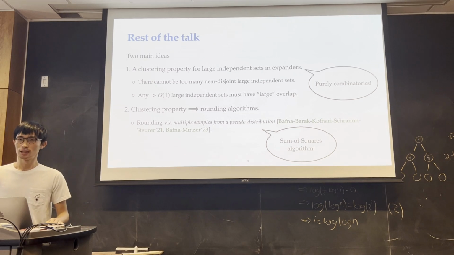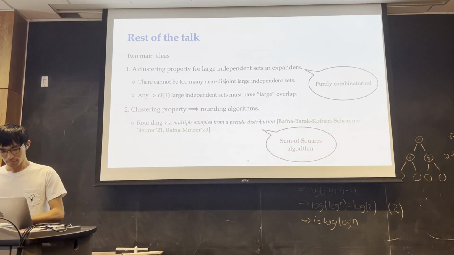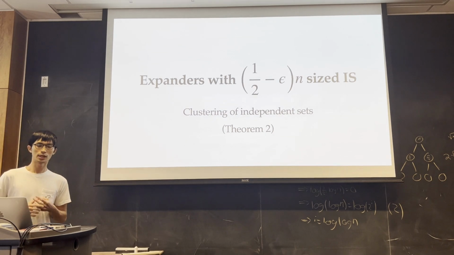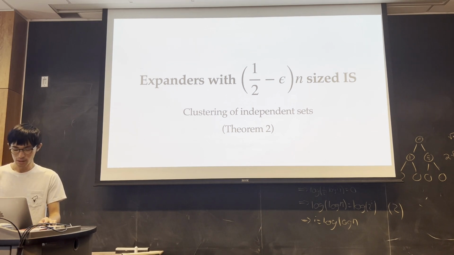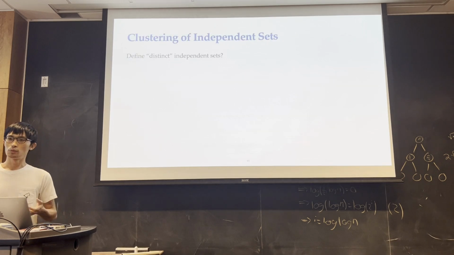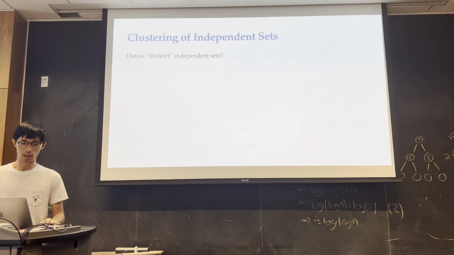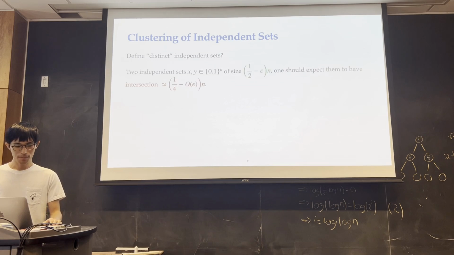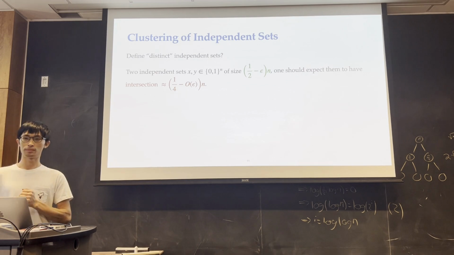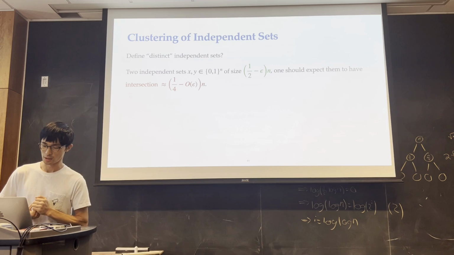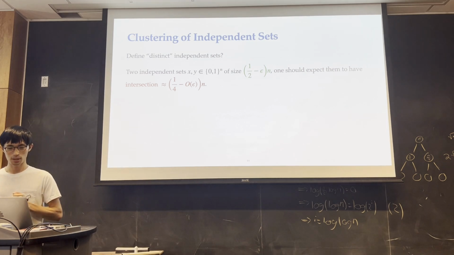Let me continue. So I'll first start with the second result, which is finding large independent sets in expanders that contain a half minus epsilon n size independent set. Okay, so let me first define what clustering of independent sets means. Like, how do we define two distinct independent sets? Let's consider two independent sets x and y. They're represented by 0, 1 vectors, and they both have size half minus epsilon n.